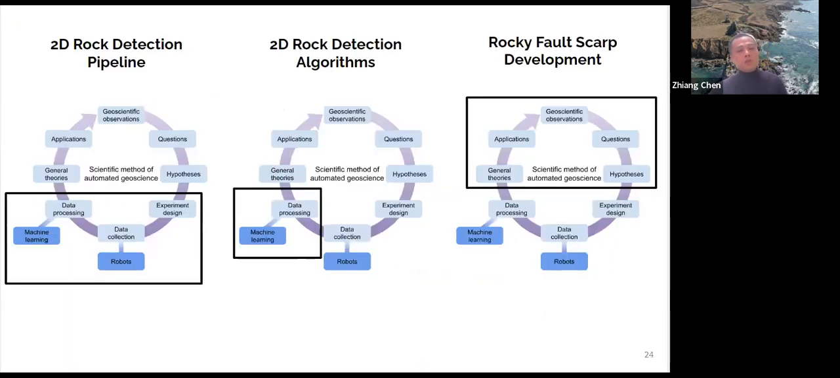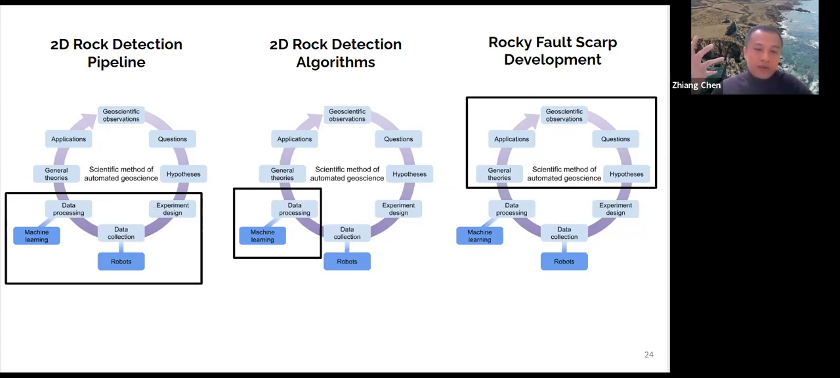And a quick summary before we move on. The 2D rock detection pipeline describes a process of experiment design, data collection, and data processing. Then the 2D rock detection algorithms focus on two challenges in data processing. And then we use this pipeline and algorithms to solve a specific problem and study the rocky photoscarp formation in volcanic tablelands.